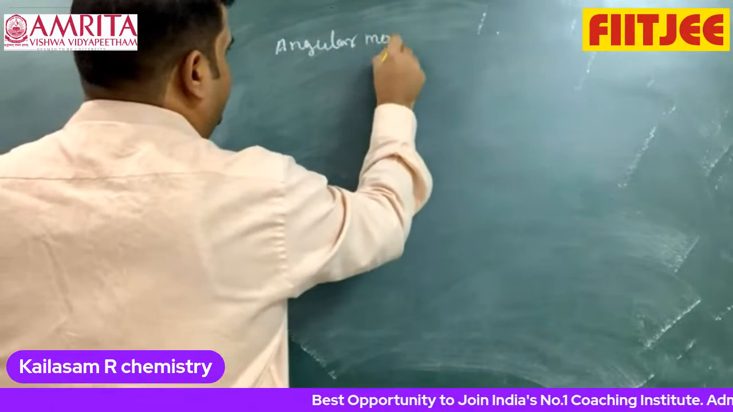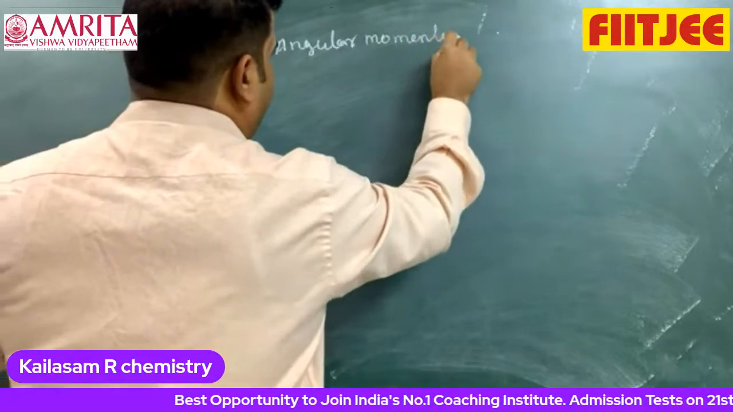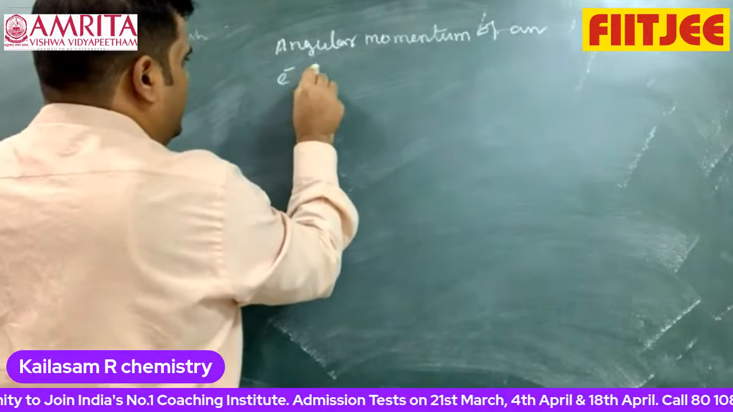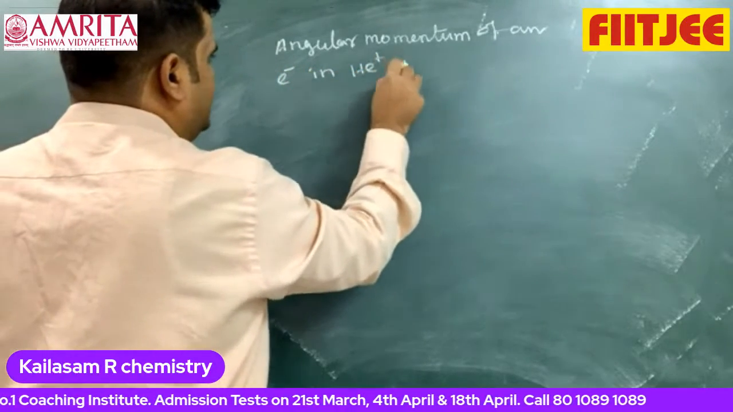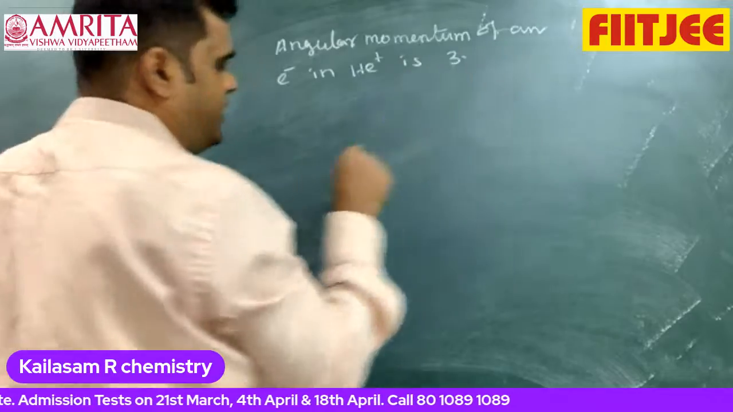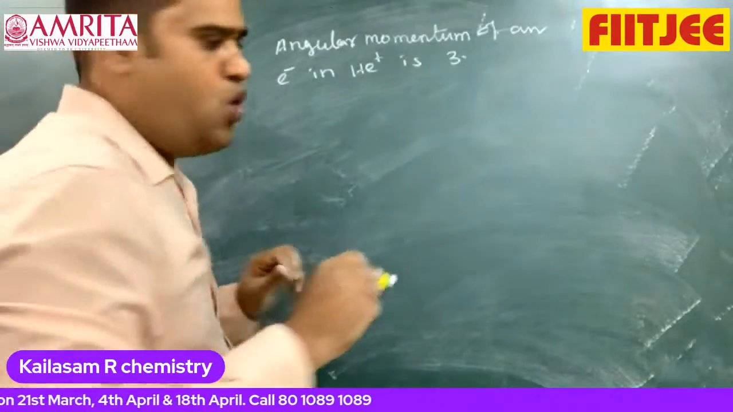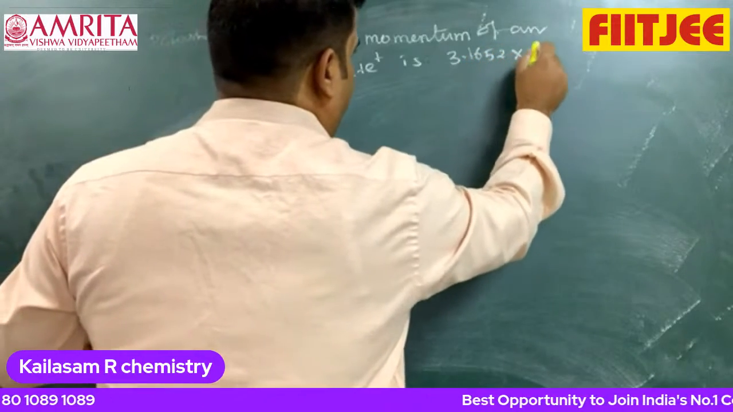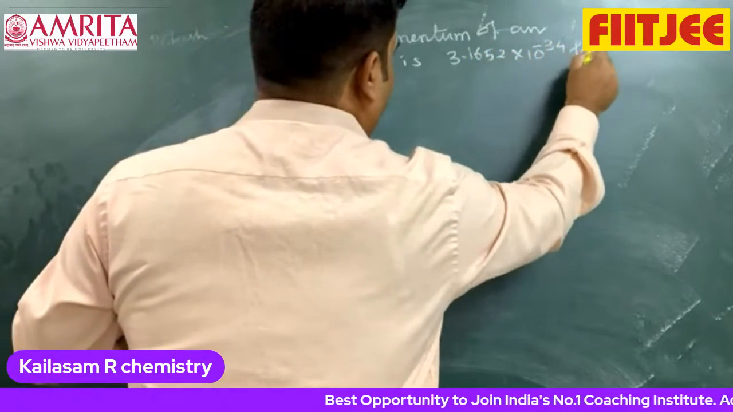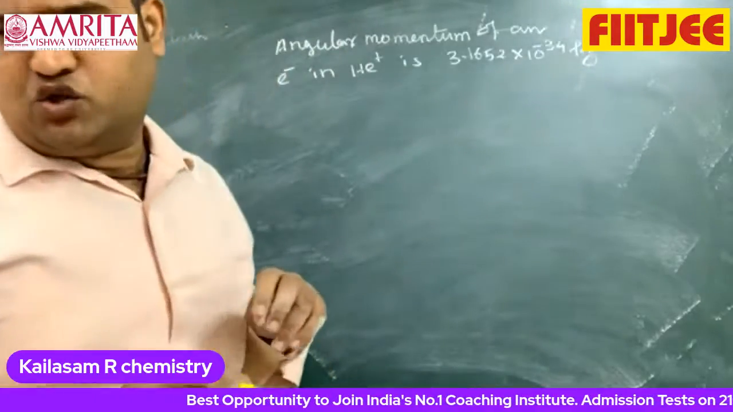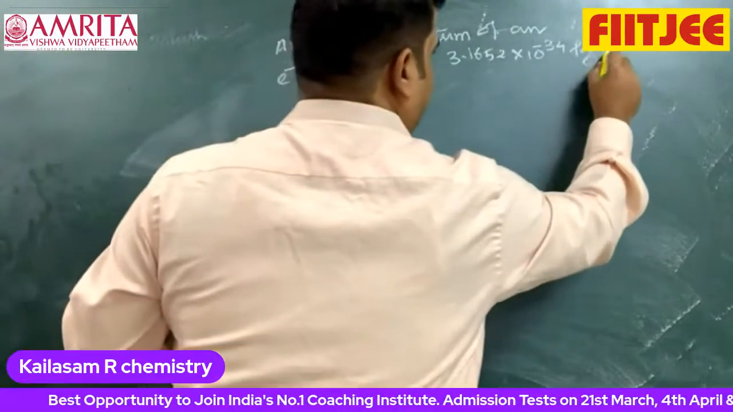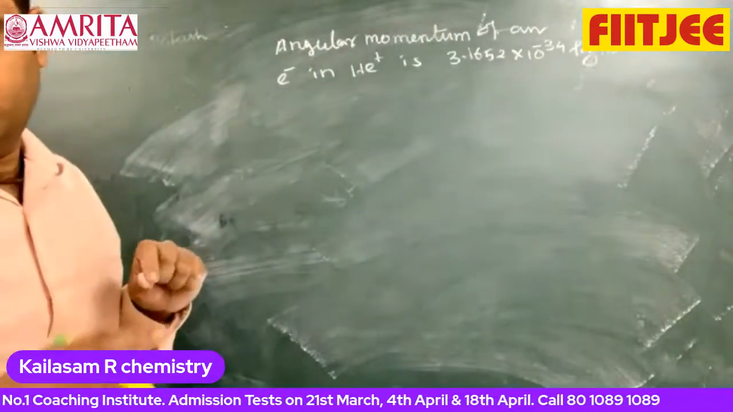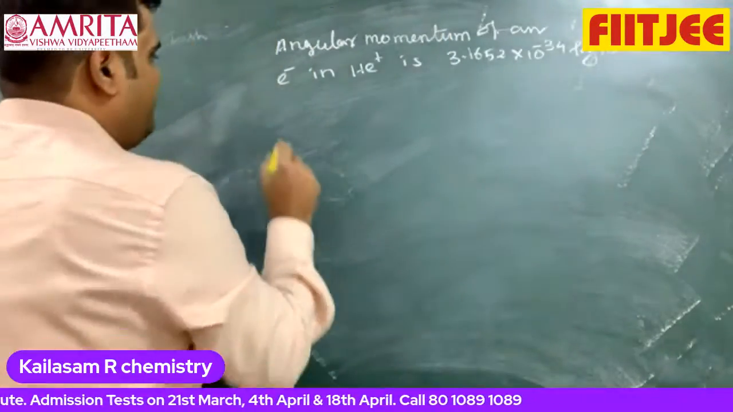Angular momentum. The angular momentum of an electron in helium plus is 3.1652 into 10 power minus 34 kg meter squared per second. The question is, find the wave number.